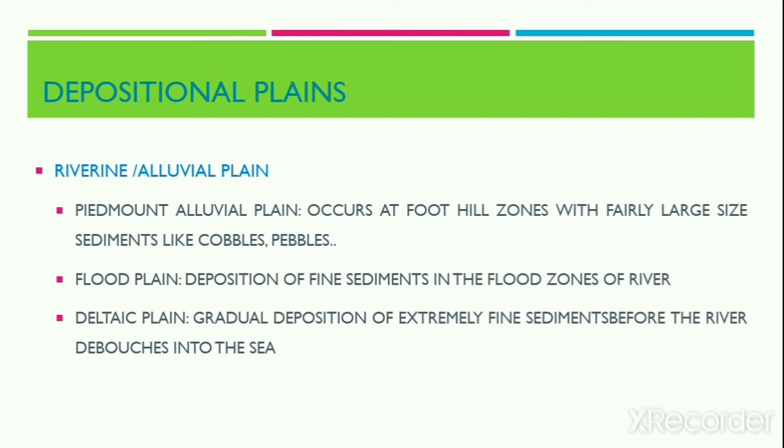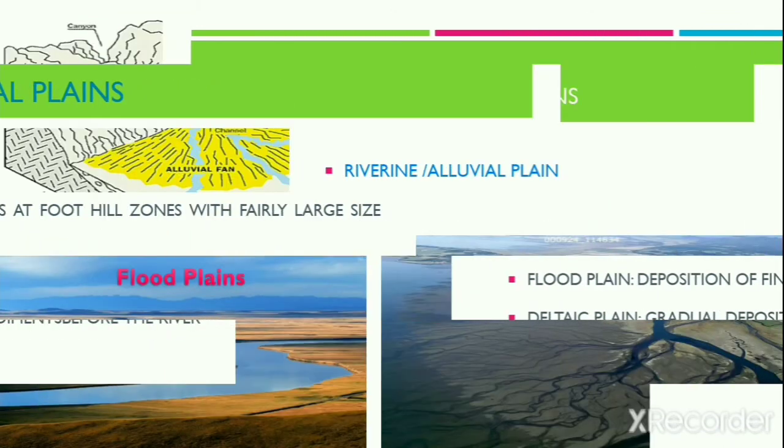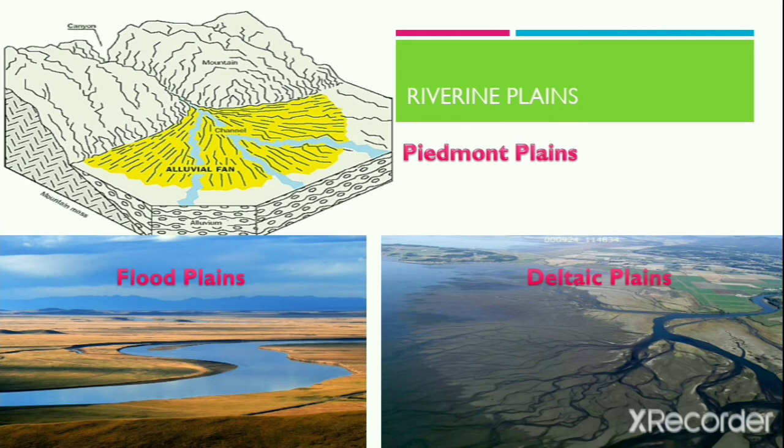The Piedmont alluvial plains are formed at the foothill zones of the mountains. The gradient of the river is remarkably reduced at the foothill zones, where the river leaves the mountain and enters the plain topography of gentle slope, which results in the deposition of fairly large sediments like cobbles and pebbles. Such type of plains are termed Piedmont plains, and this results in the formation of alluvial fans.